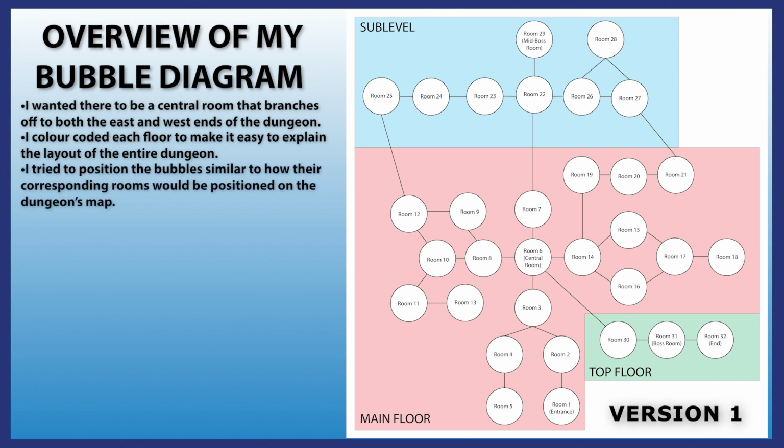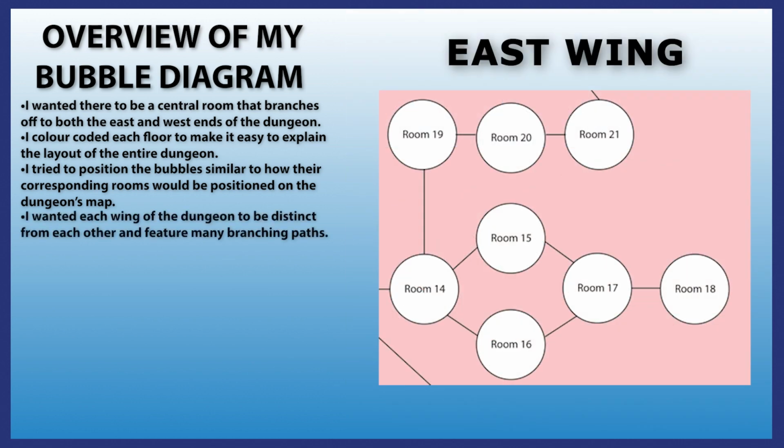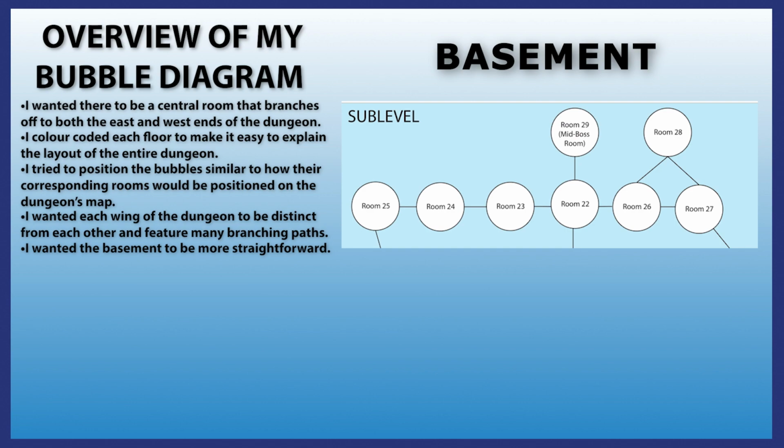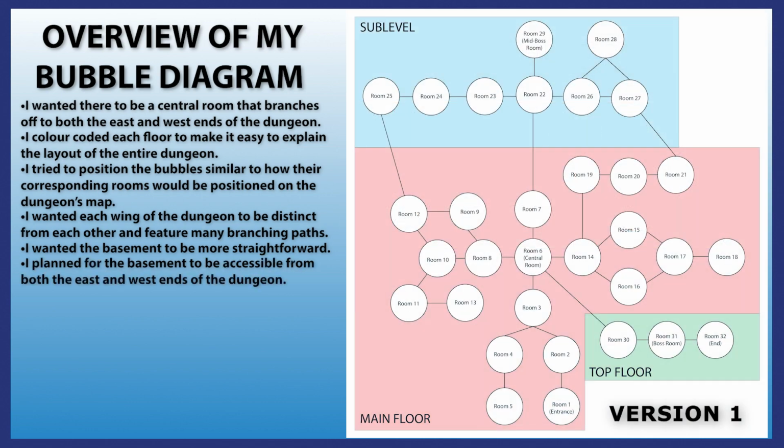I mostly tried to position the rooms the way I planned to do so on the actual map based on the general location. I wanted to have each wing of the dungeon feel distinct in its layout, and feature plenty of branching paths. By comparison though, I wanted the basement area to be very straightforward and linear, and have it be accessed from both the east and west ends of the dungeon.